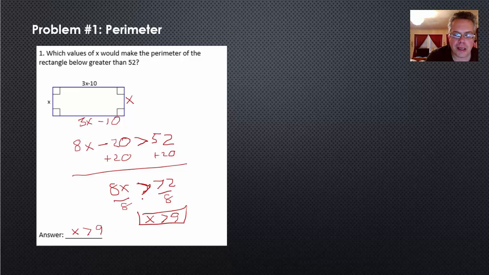An answer of just 9 itself would actually be wrong. That's what makes the perimeter equal to 52. We need an inequality. So on the quiz before, a lot of people just wrote 9 and got it marked wrong. The answer to this problem is an inequality. Okay, let's look at another problem.